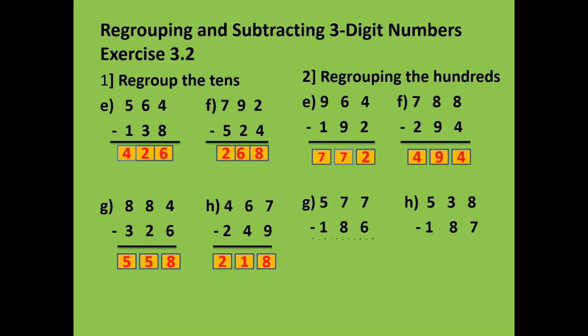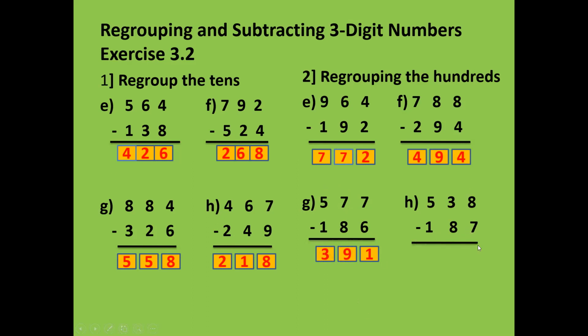Next here, look here also, in the ones place, it is normal. We can take away 6 from 7, it will be 1. But in the tens place, we cannot subtract 8 from 7. Because of that, I will regroup from the hundreds place. I will take 1. So this 5 will be 4, and this 7 will be 17. Count from 8 till 17: 9, 10, 11, 12, 13, 14, 15, 16, 17. It is 9. Now take away 1 from 4. It will be 3.